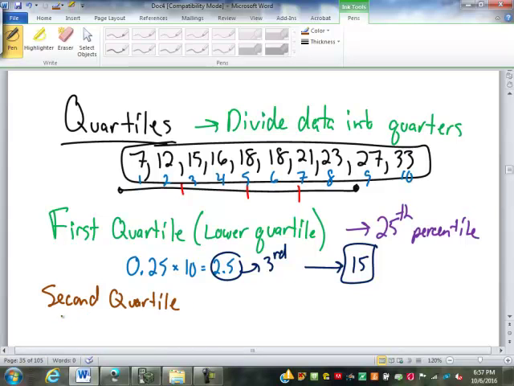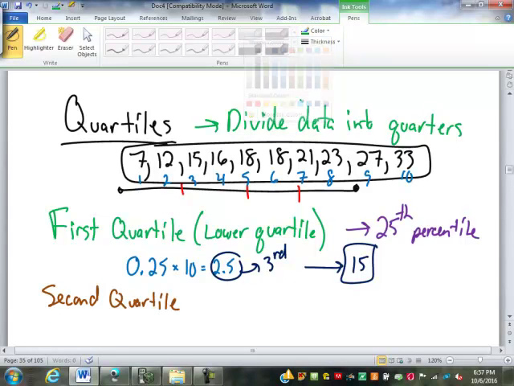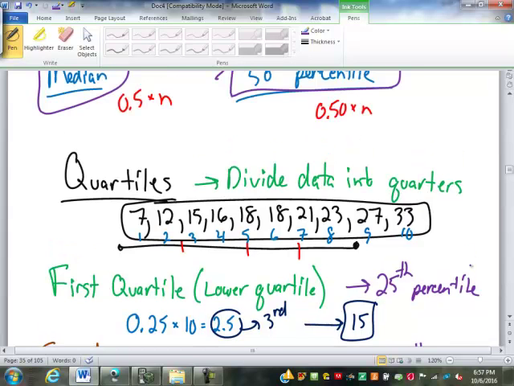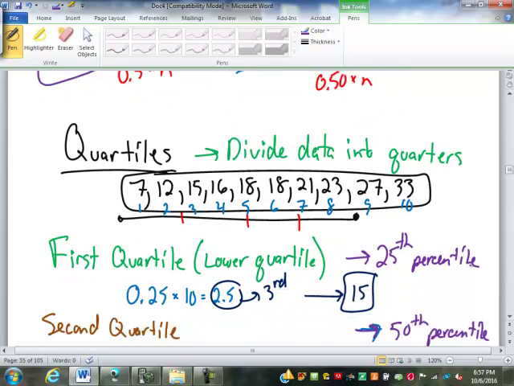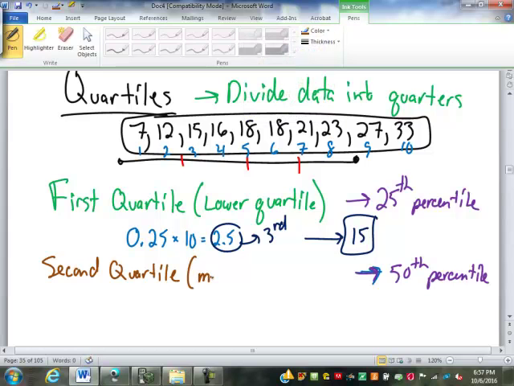The second quartile. What percentile would the second quartile be? The 50th percentile, exactly. Didn't we just say something else was the 50th percentile? Median. The second quartile is the median of the data.